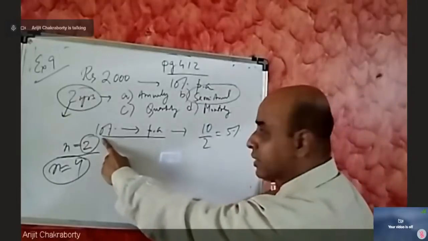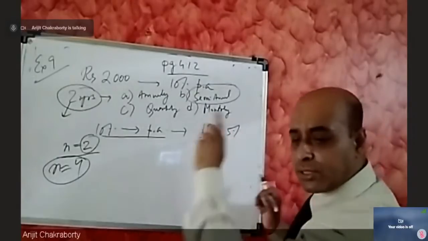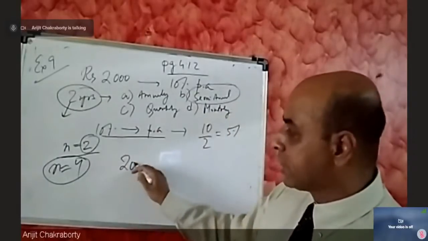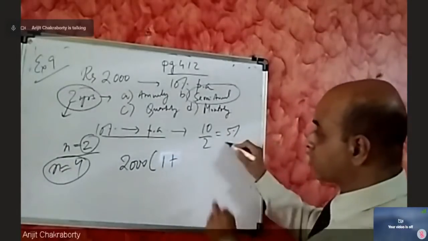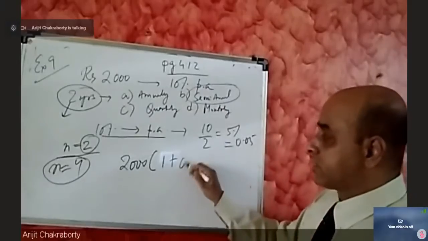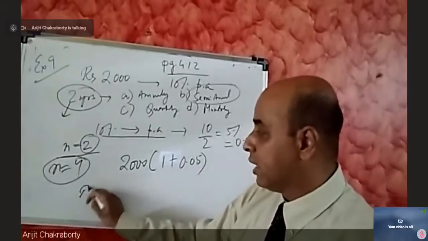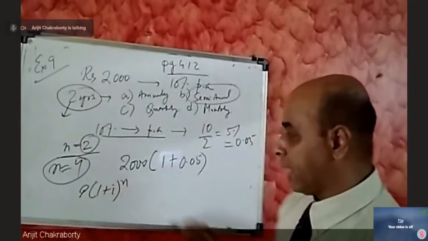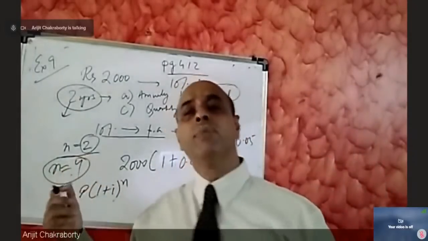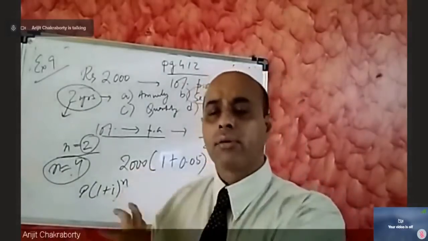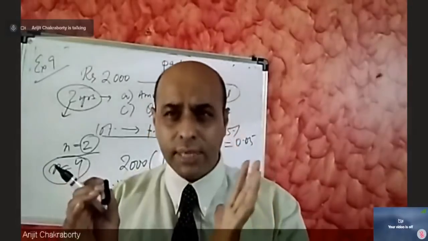10% interest is given for 1 year. So for 6 months, it is 10 by 2, that is 5%. So the formula becomes 2000 into 1 plus 0.05, because 5% means 0.05. So it is 0.05. This is the I. You know the formula is P into 1 plus I to the power N. I is 0.05. But now N is 4, because in this numerical, the money is kept for 2 years. The money is invested for 2 years.